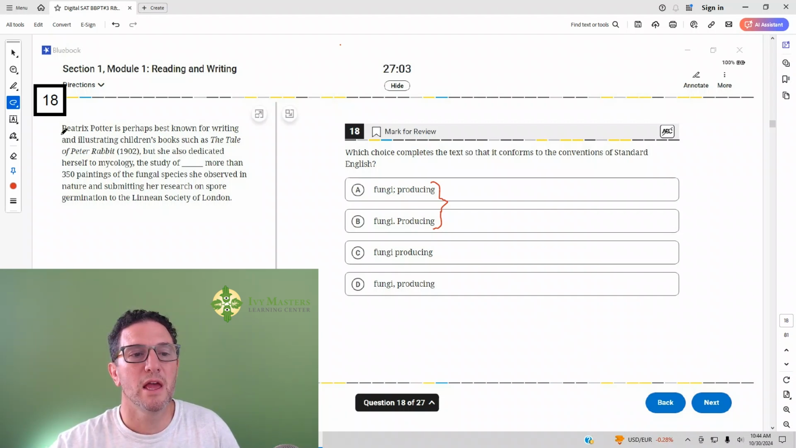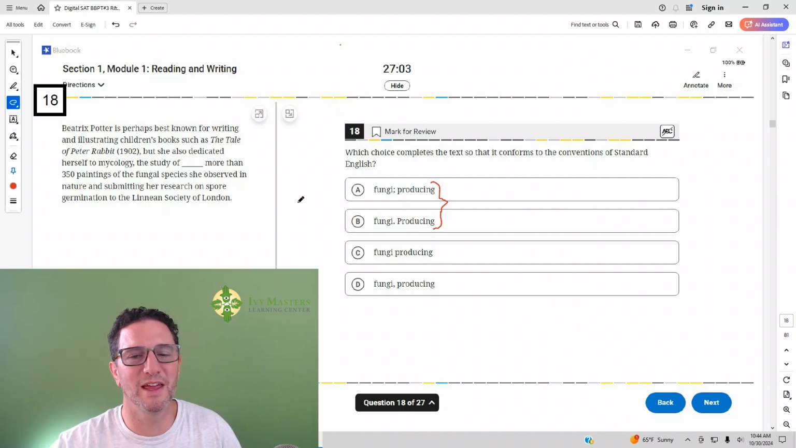Beatrix Potter is perhaps best known for writing and illustrating children's books such as The Tale of Peter Rabbit, 1902, but she also dedicated herself to mycology, the study of fungi. Could that be its own sentence? Yes, it can. Producing more than 350 paintings of fungal species she observed in nature and submitting her research on spore germination to the Linnean Society of London. Could that be its own sentence?